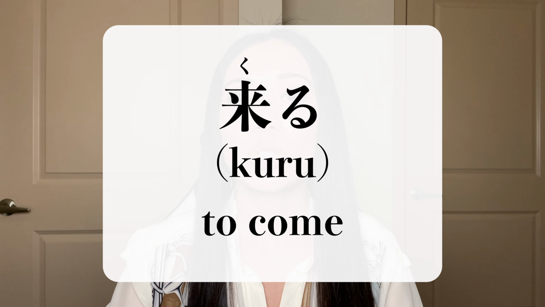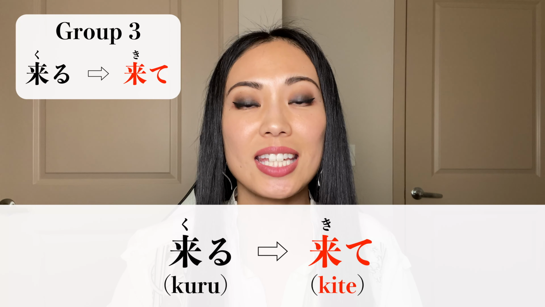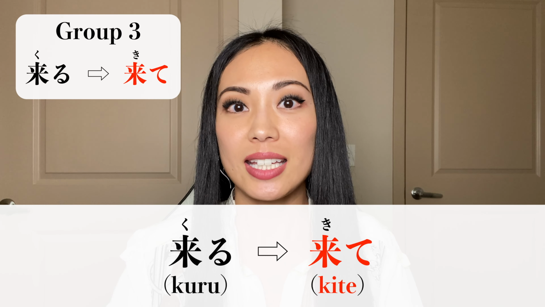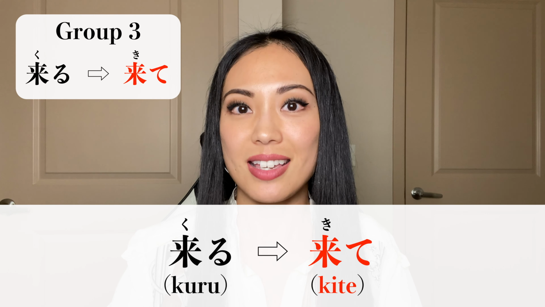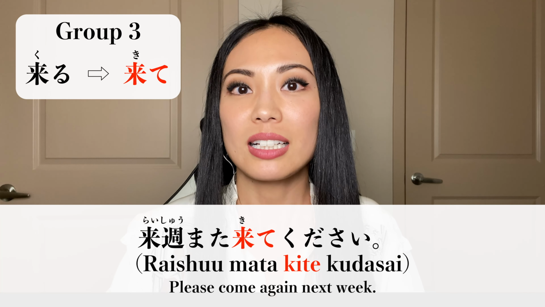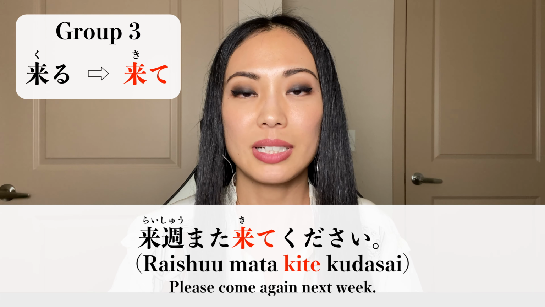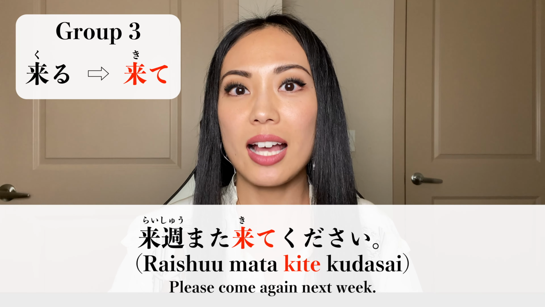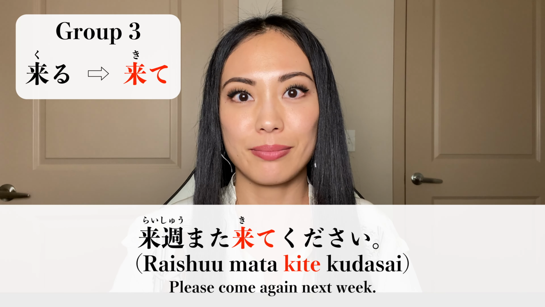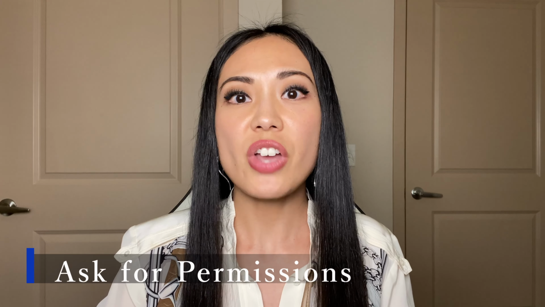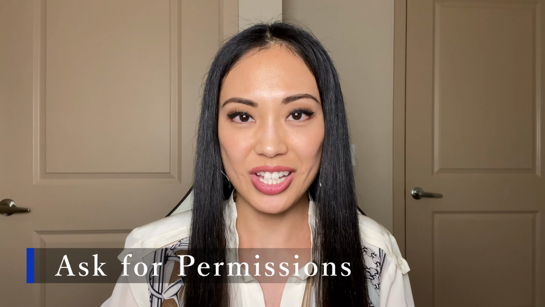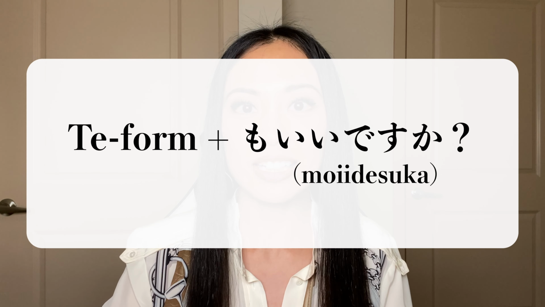Lastly, 来週また来てください, which translates as, please come again next week. The verb 来る, which is an irregular verb, changes to 来て in the te form. 来週また来てください.